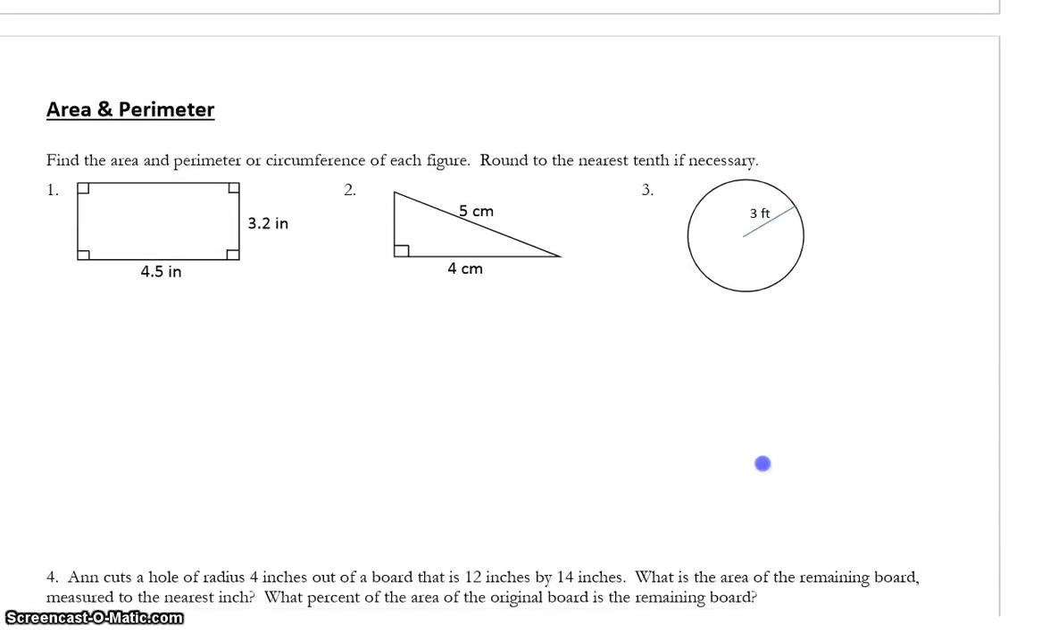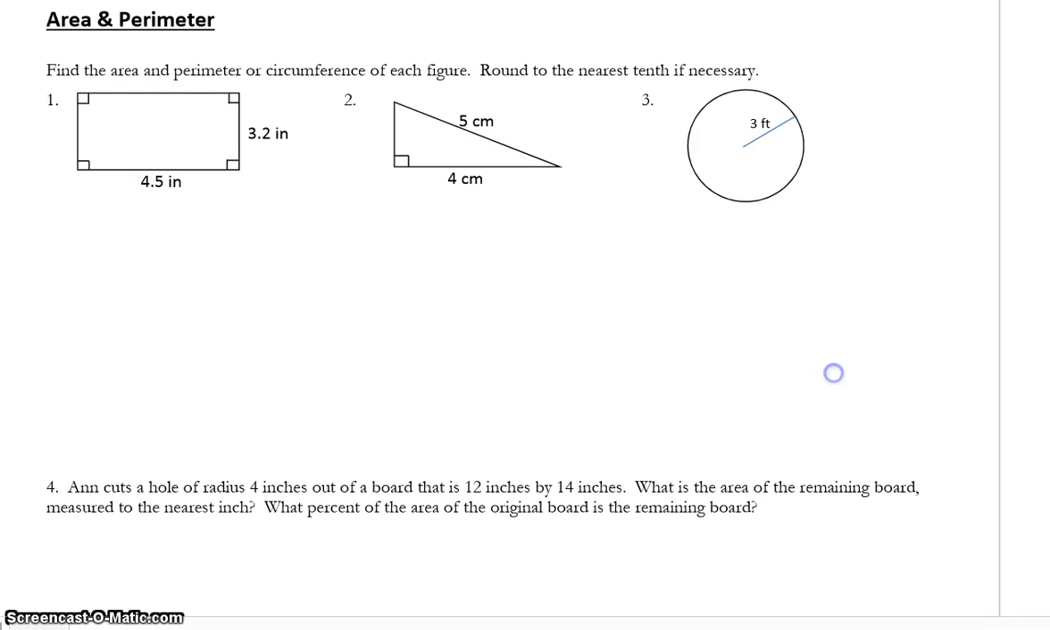Okay, let's move on to area and perimeter. You guys should be very familiar with this. Area of a rectangle, length times width. So we have 4.5 times 3.2. So we have the area is equal to 14.4. Because it is area, our units are squared, so 14.4 inches squared.